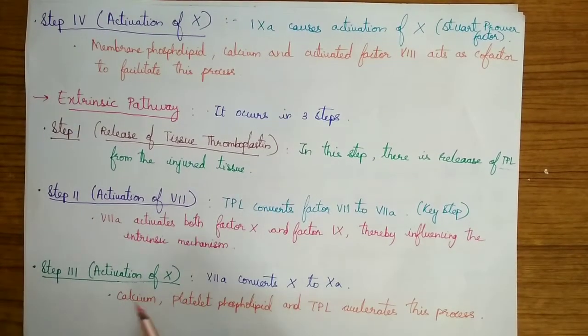Step 3 is activation of clotting factor 10. This is the final step. The activated clotting factor 7 converts clotting factor 10 to its activated form. Calcium, platelet phospholipid and TPL accelerate this process.